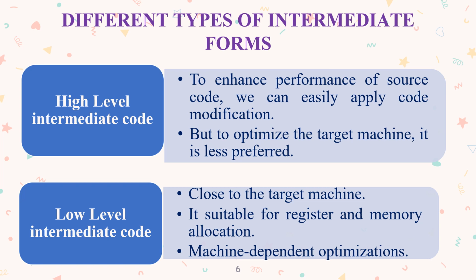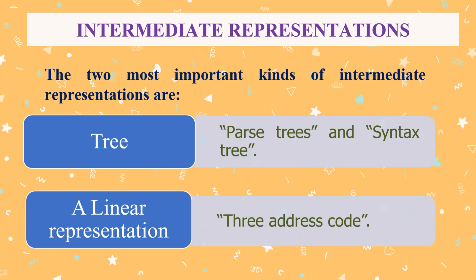Different types of intermediate forms. One is high-level intermediate code, the other is low-level intermediate code. High-level intermediate code can be represented as source code. To enhance the performance of source code, we can easily apply code modifications, but to optimize for a target machine, it is less preferred. Whereas the low-level intermediate code is very close to the target machine, which is suitable for register and memory allocation and also machine-dependent optimizations.